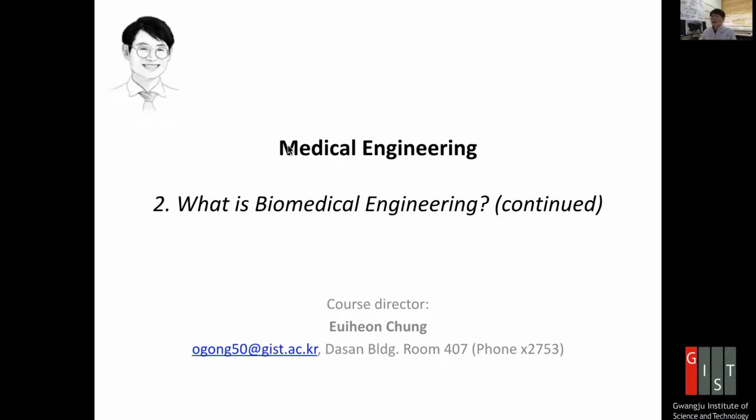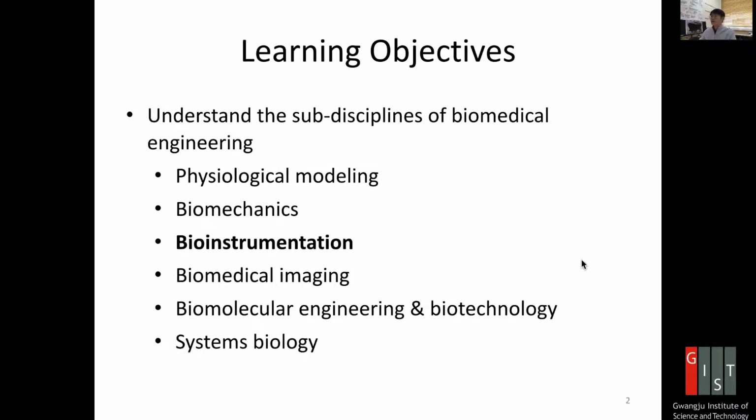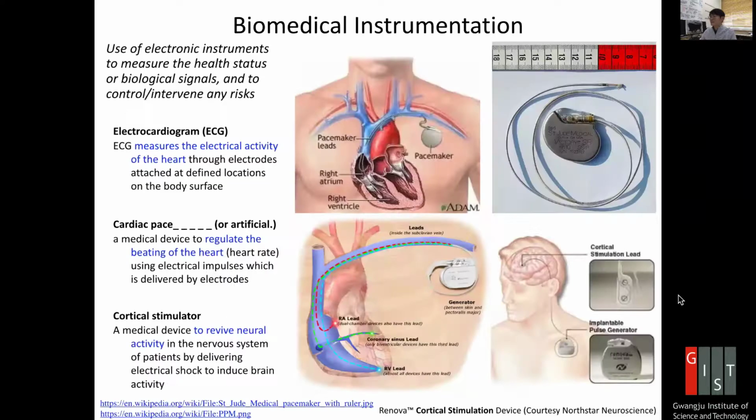Hi, now we're going to discuss biomedical engineering, or what biomedical engineering is, by examples, especially for bioinstrumentation. So bioinstrumentation is using electronic instruments to measure the health status or biological signals to control or intervene in any risks. There are three examples I put here.